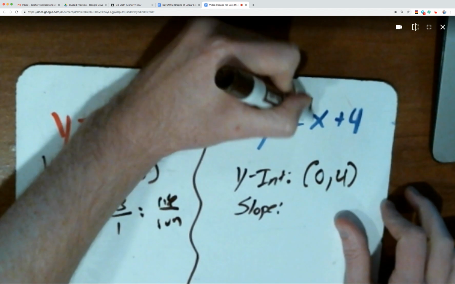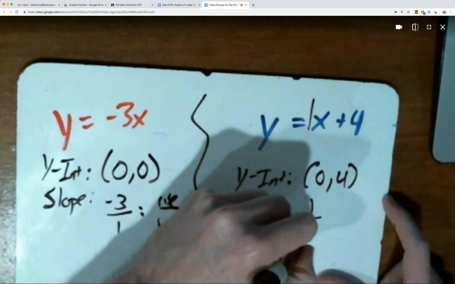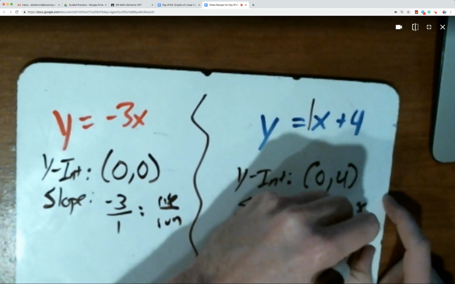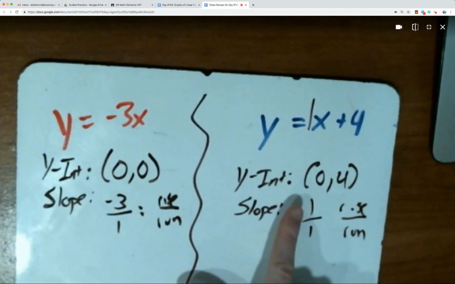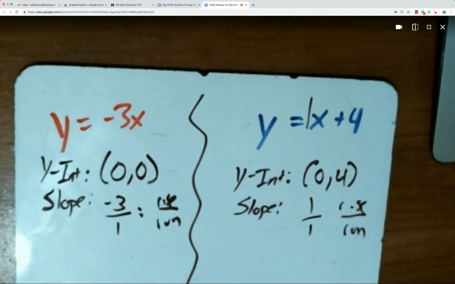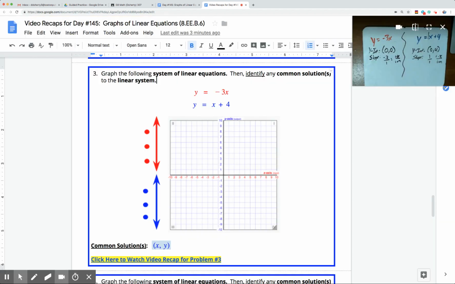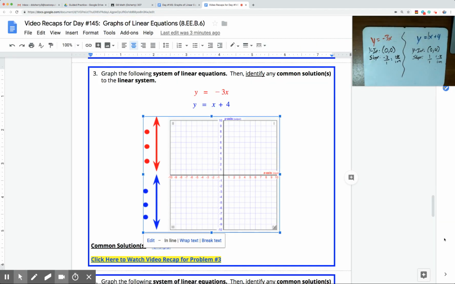Really, this is a positive 1 times x. We just don't write that 1. So the slope is 1 over 1, or every time y increases by 1, that's what happens after x increased by 1. So x goes up 1, y will go up by 1 as well. There's our y-intercept and slope for each of those, so we're going to use that to graph these pretty quickly in the interest of time.